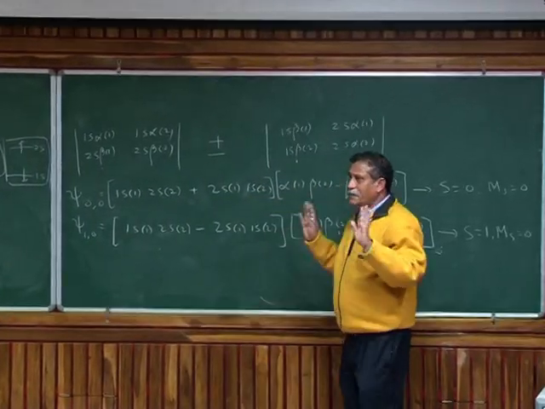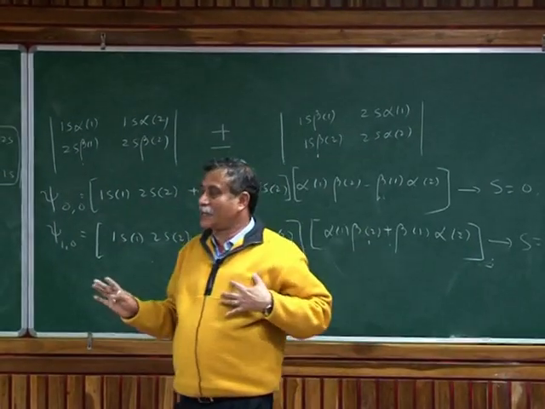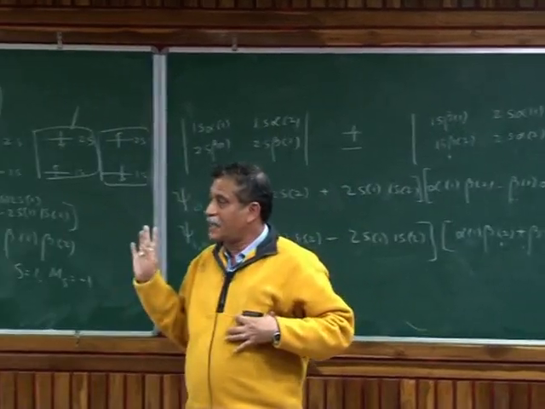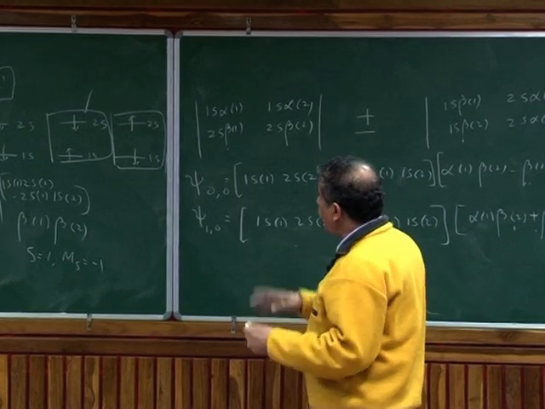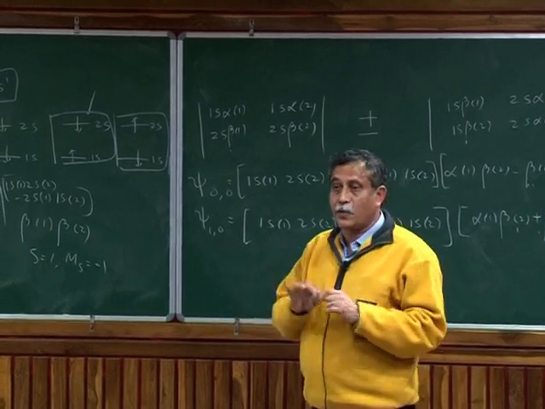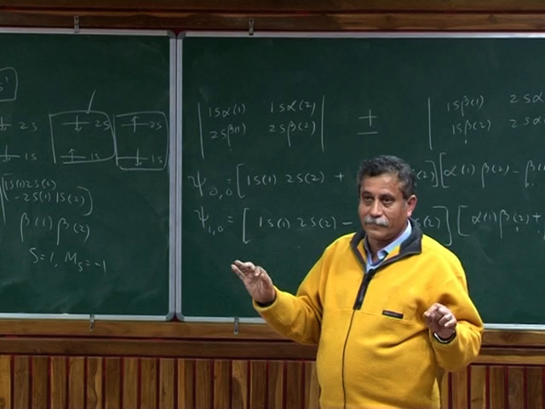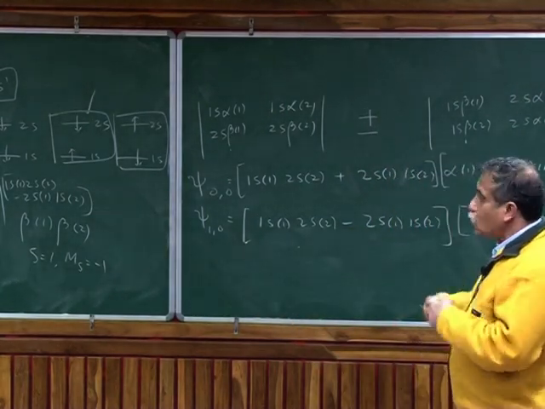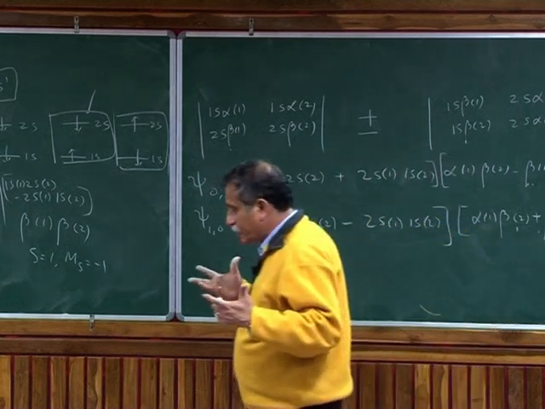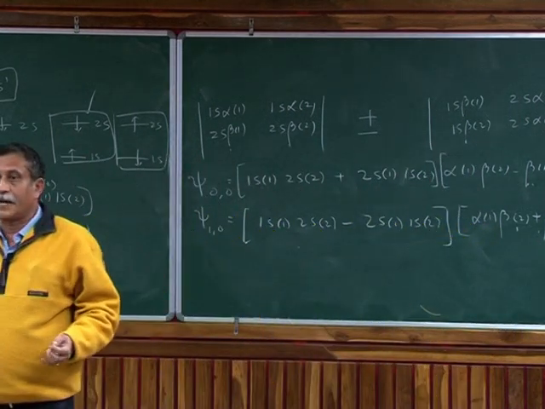Exactly, but that doesn't mean it's spin adapted, unless it's an eigenfunction of S square. We are discussing eigenfunctions of S square. So whenever I say spin adapted, please understand it is a simultaneous eigenfunction of both S square and SZ. So can I look at a single determinant and say whether it is spin adapted or not?